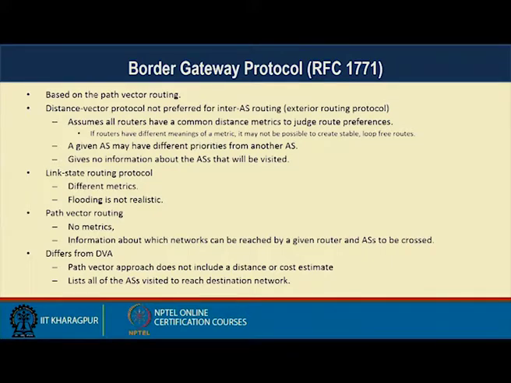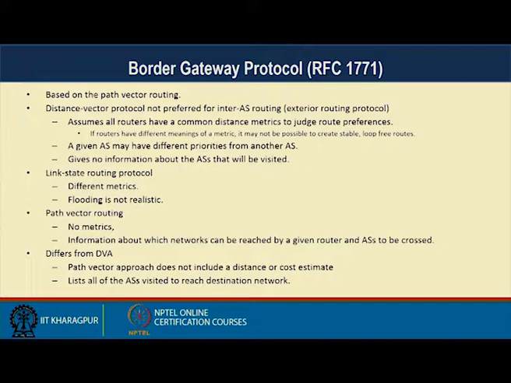Distance vector protocol is not preferred as an inter-AS routing protocol, right. It is an exterior routing protocol context, so distance vector or even link state protocols are not very popular. It assumes all routers have a common distance metric to judge routing preferences. That means while we do distance vector, whatever cost or distance metric we are using is an agreed-upon metric, everybody is doing it like that.